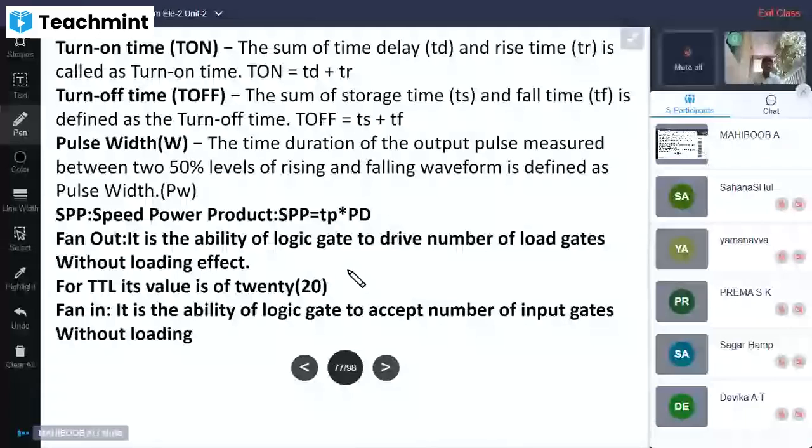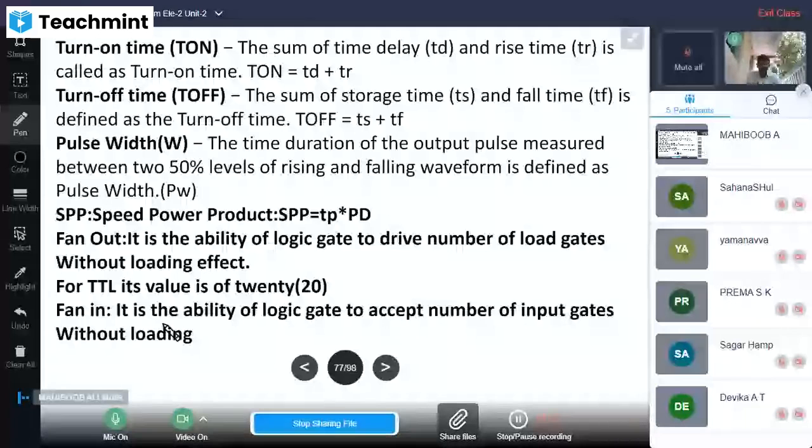Fan in is the ability of the logic gate to accept a number of inputs without loading. So this is input for the device. Suppose a mobile is being charged through a number of battery chargers at a time, 5 volts, 5 volts, 5 volts. Within a short period we want to charge it, so the voltage remains the same, but the current will be in parallel. If you connect them, more current and power supply will be there, and it will charge very fast. This possibility is there in logic circuits.